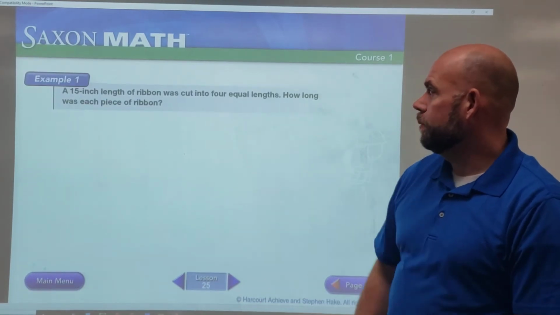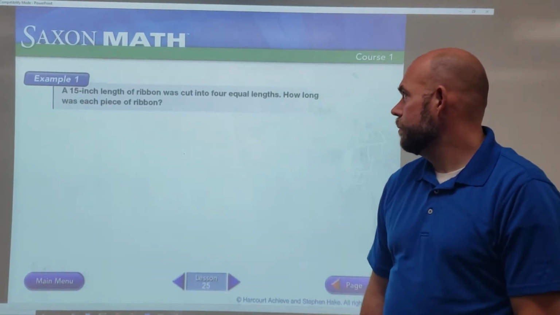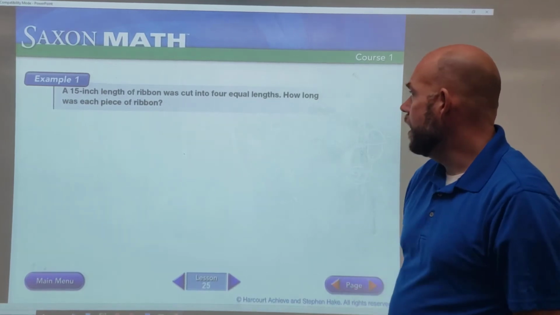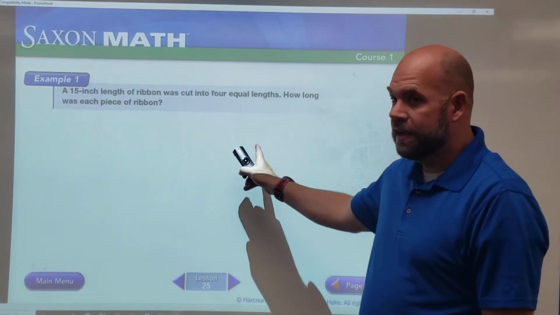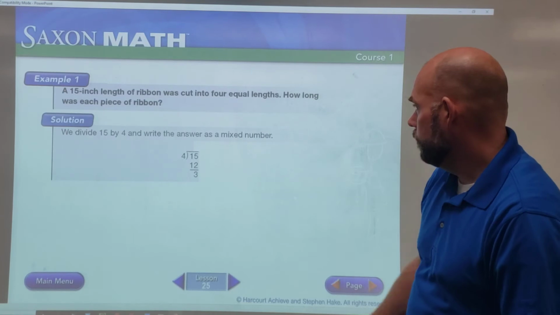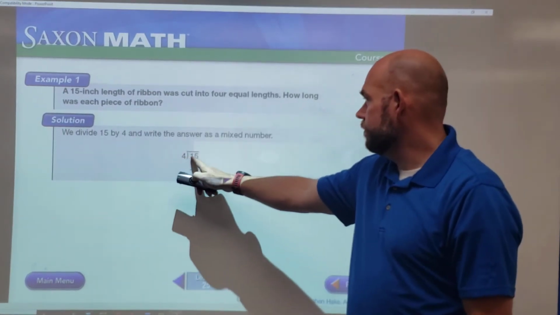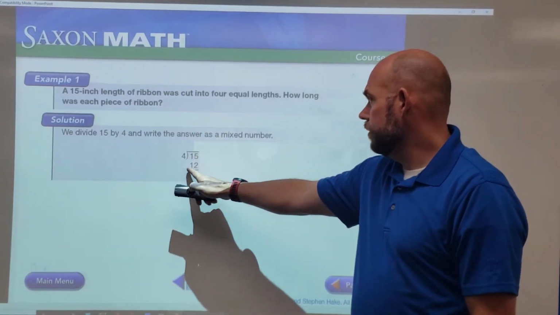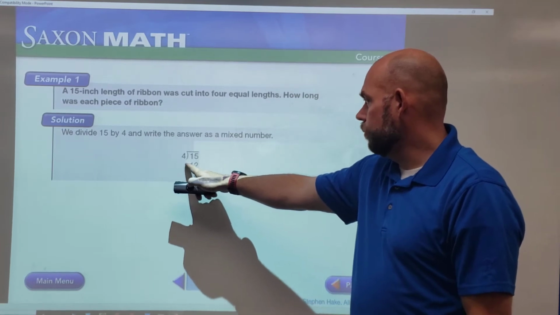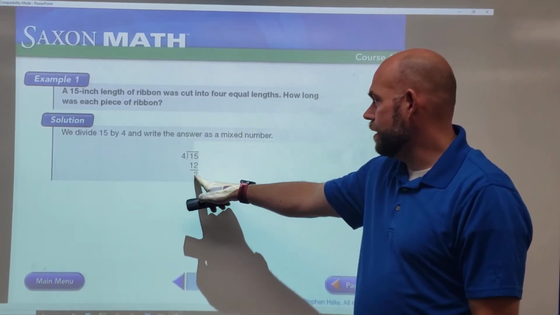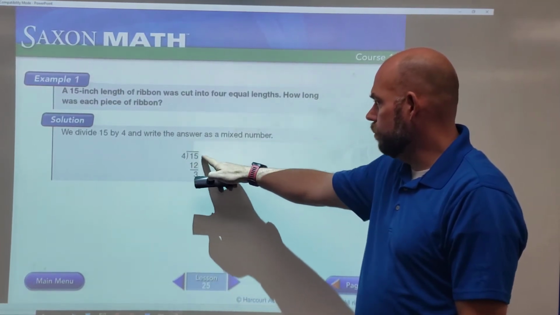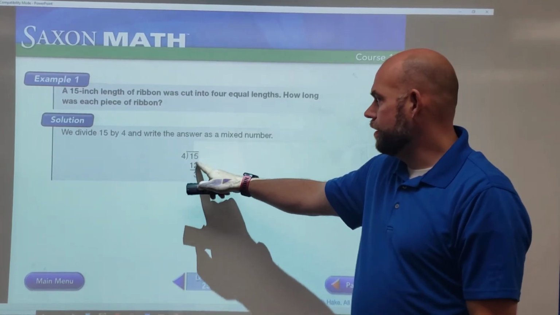Our example problem here is a 15-inch length of ribbon is cut into 4 equal pieces. How long is each piece? So we'll do 15 divided by 4. We'll just set up our problem here. 4 goes into 15 3 times, so we put a 12 down there and have a remainder of 3, but there's no more numbers. So we have a remainder of 3.